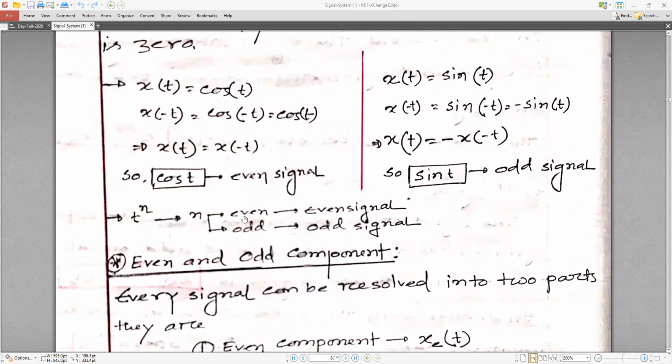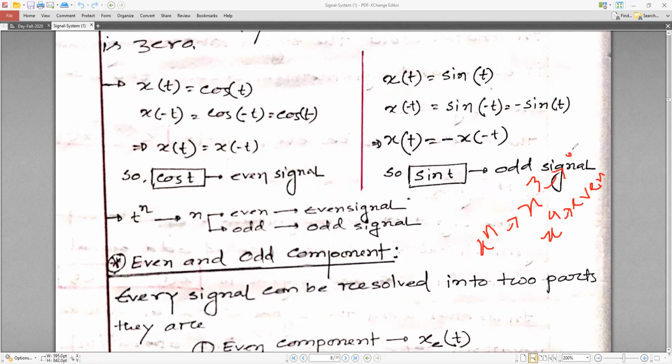Also t to the power n: if n is even, it is an even signal, and if n is odd, it is an odd signal. So if I write x to the power 3, that is an odd signal. If I write x to the power 4, that is an even signal. Remember these things.